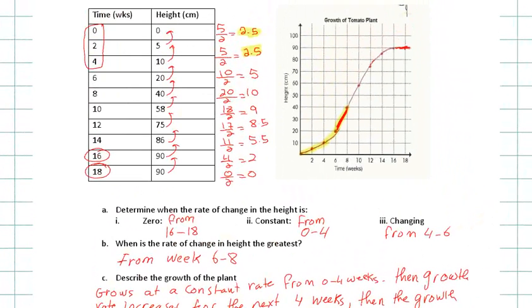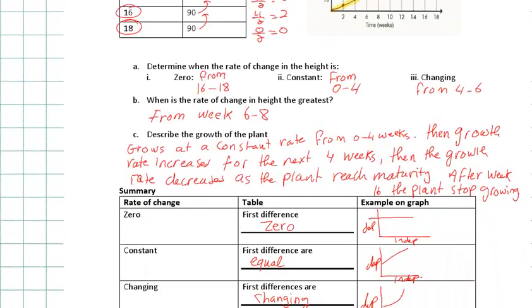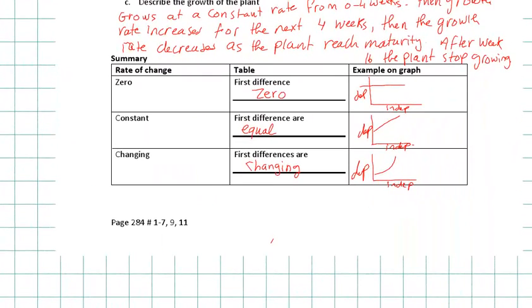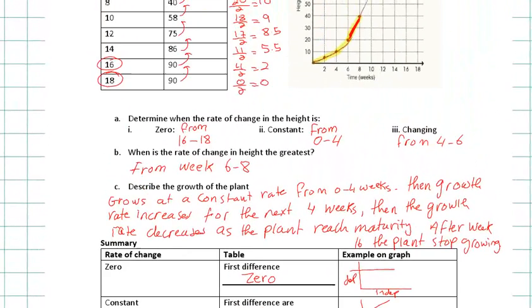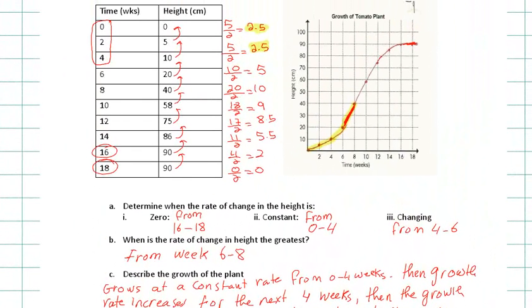If your first difference or if your rate of change is constant, right, then you have a linear growth, okay? If your rate of change is changing, like we have seen in the middle right here, you'll see kind of a curvy graph, okay? So if it's constant, you'll see a linear graph. If it's changing, you see a curvy graph, okay?